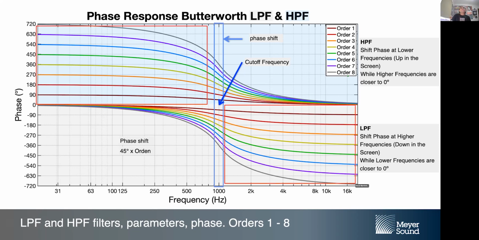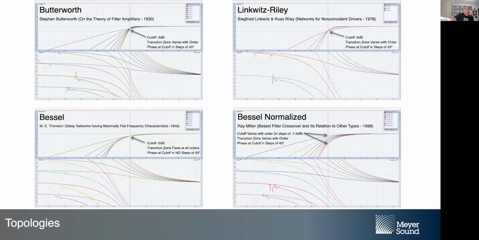Okay, and of course, all the values, as Oscar mentioned, are 45 degrees per order, the same as 6 dB per order. This is always the same. So let's see right now what are called topologies, and that is the next slide.